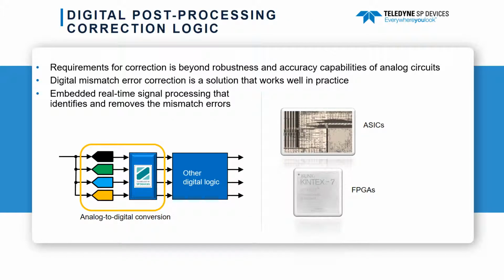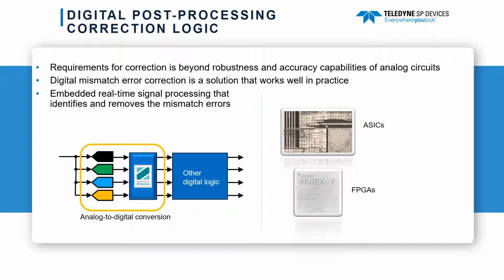Now we have understood that what is really required to avoid aliasing from gigasamples per second time-interleaved ADCs is a few tenths of femtosecond alignment. Such requirements are beyond the robustness and accuracy capabilities of analog circuits. Luckily, digital logic is inherently robust and can be made arbitrarily accurate.